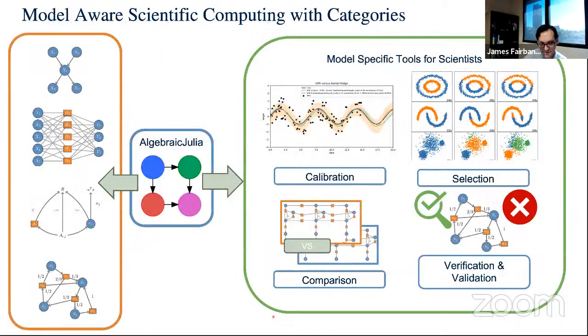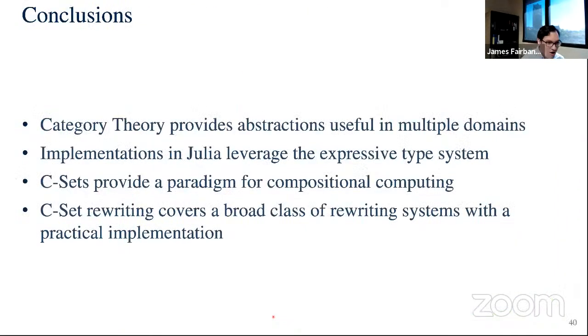So yeah, getting closer to this vision, and then conclusions for this particular talk are that category theory provides abstractions useful in multiple domains. Our implementations in Julia leverage a lot about Julia to be expressive and to be highly generic code. That's also, I didn't talk about benchmarking, but this goes pretty fast. And then hopefully CSets provide fundamental infrastructure for compositional computing that we can use in lots of different areas.